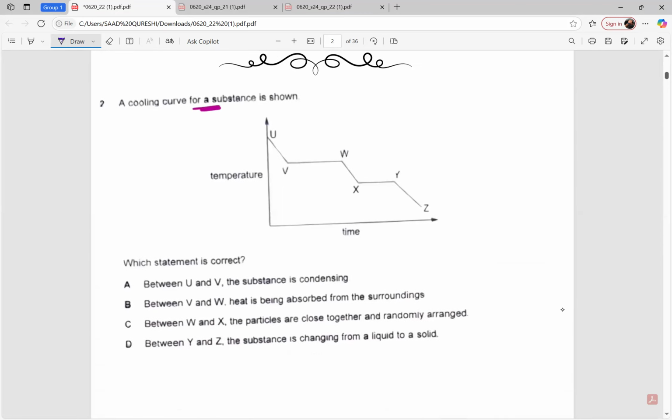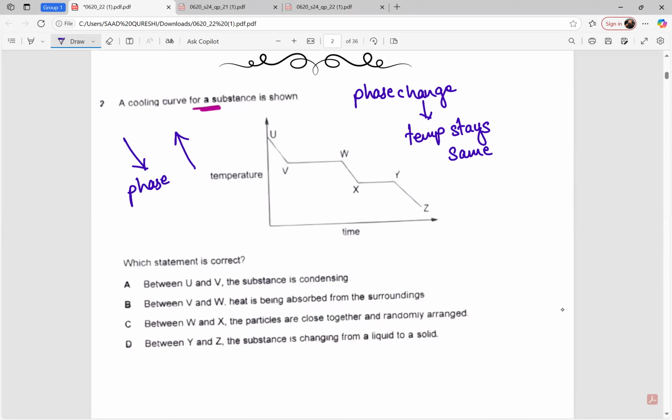Number 2, a cooling curve for a substance is shown. Which statement is correct? Now, whenever there is a phase change in a heating curve or a cooling curve, whenever their phase is changing, then the temperature stays constant. Temperature stays the same. So we have to see that thing. So when there is a phase change, temperature stays same. And when the temperature is either decreasing in a cooling curve or increasing in a heating curve, it means there is some state of matter, like solid, liquid, or gas, when the temperature is changing.